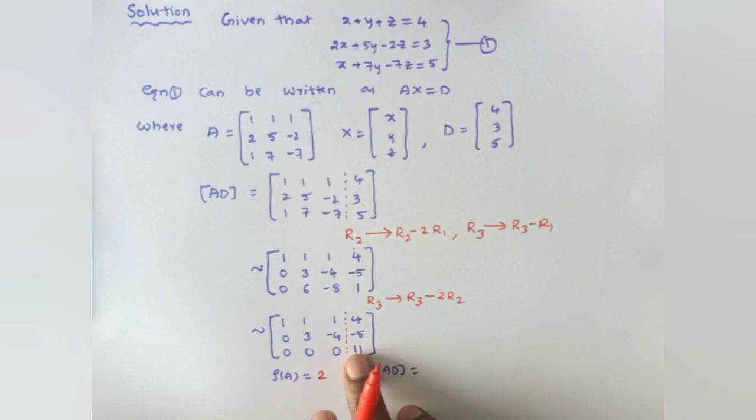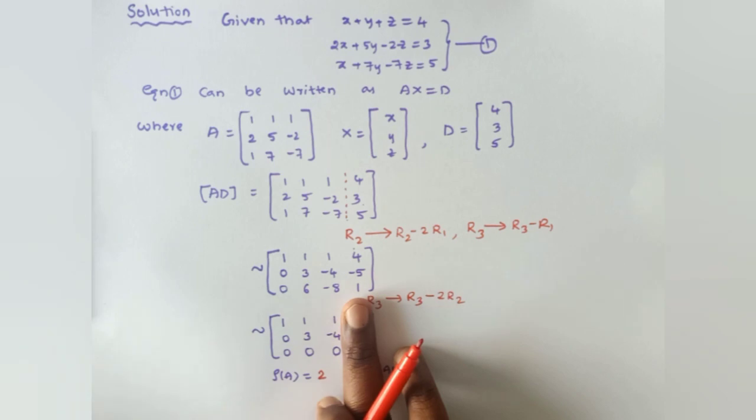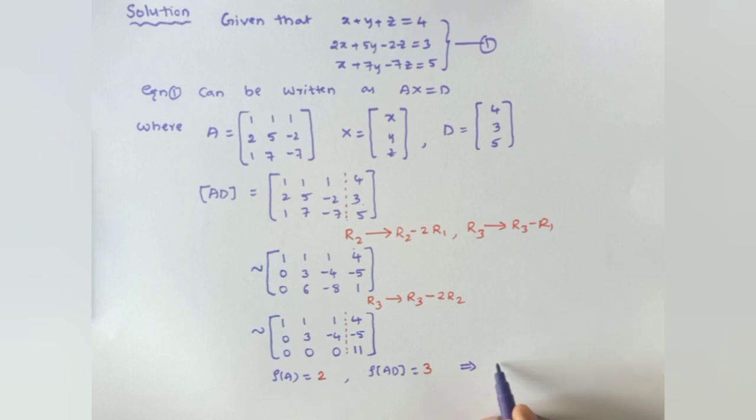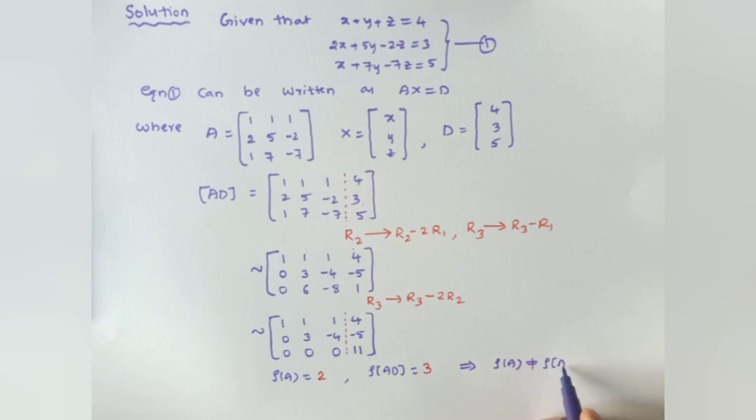1, 2, 3 elements are 0, but this element did not become 0. Okay, whereas in A, the first 2 are non-zero rows, and then this row is a zero row, so no need to count that. So the number of non-zero rows is only 2 for the matrix A. Now for the matrix AD, the number of non-zero rows are 1, 2, 3. Therefore the rank of the augmented matrix is 3. Now is the rank of A equal to the rank of AD? No, the rank of A is not equal to the rank of AD.